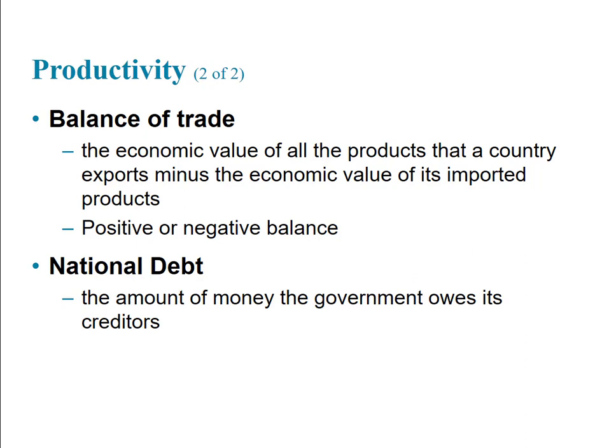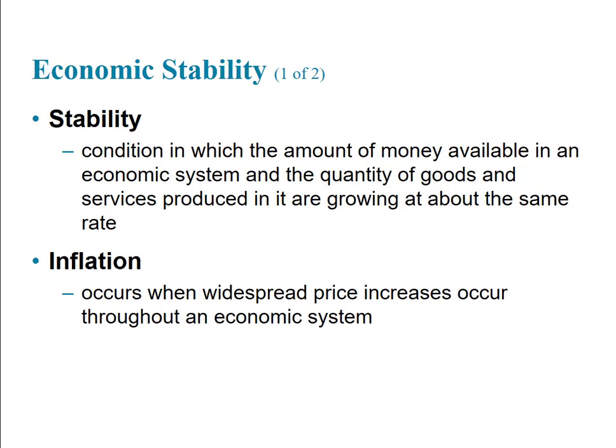Economic stability. Let's talk about that. Economic stability results when the amount of money available in an economic system and the quantity of goods and services produced are growing at about the same rate. So it's very stable. Inflation occurs when widespread price increases plague our economic system, and the amount of money in the economic system exceeds the amount of the actual output.